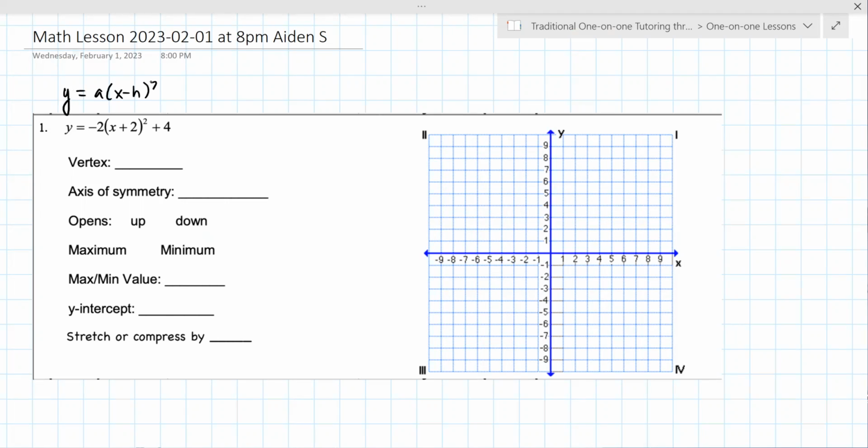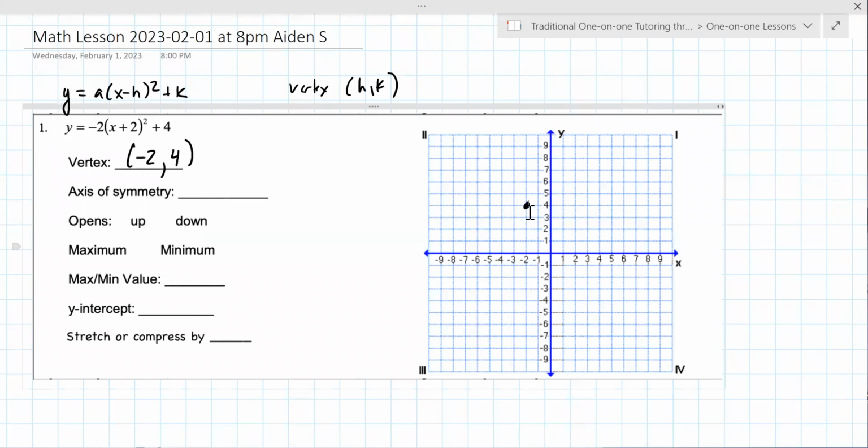x minus h squared plus k. The vertex is always h comma k. The h is usually the one that students sometimes struggle with. It's the opposite of what you see in here. The vertex is at -2 comma, and then it's whatever number is out here off to the right, 4. Did you get that? All right. It's good to go and plot that. So -2, +4. Boom, there's a point. Okay. Got the point down.